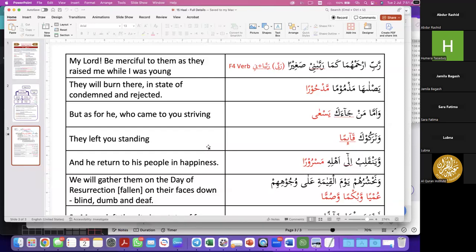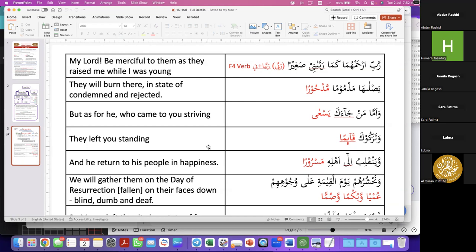Yaslaha mazmuman madhuran. Yasla has two meanings: entering or burning. Another meaning is entering and burning together. Okay, yaslaha, they will burn there in the Jahannam, in a state of mazmuman and madhuran. In what state will they be burned? Condemned and rejected. So that's good. Okay, carry on.